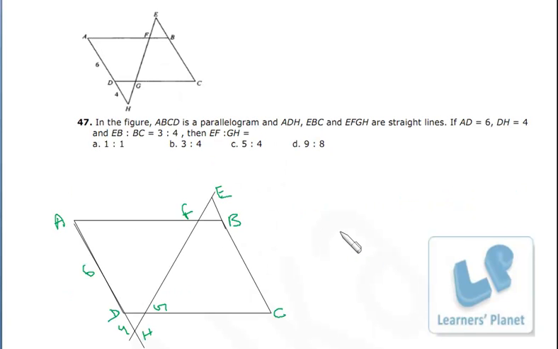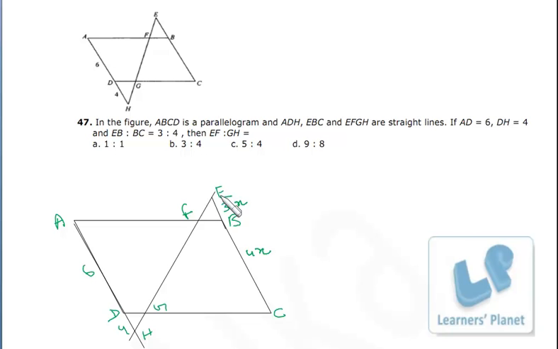Now in this problem, in the figure, ABCD is a parallelogram and ADH, EBC, EFGH are straight lines. If AD is equal to 6, DH is equal to 4 and EB to BC is 3:4, then find EF to GH. Quite an interesting problem. See here, EB to BC is 3:4. So suppose this is 3x, then this is 4x.